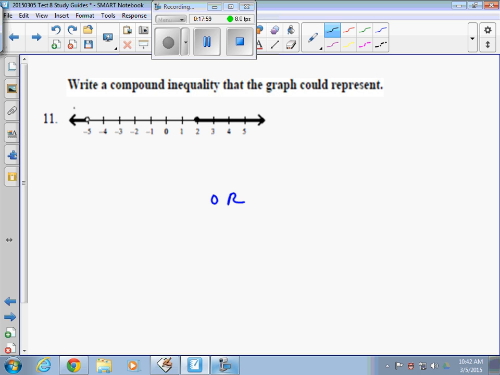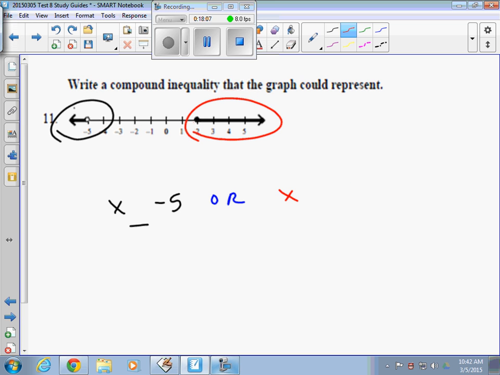Look at this one over here. It's x and it's -5. You have to determine what to put in that spot right there. The other one here is x and it's 2. So all you've got to do is determine what to put in those 2 spots.